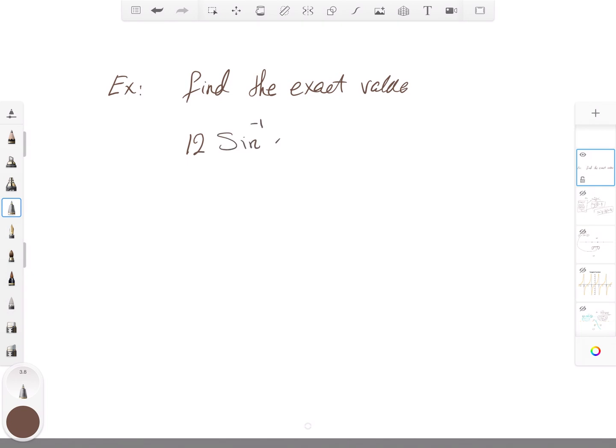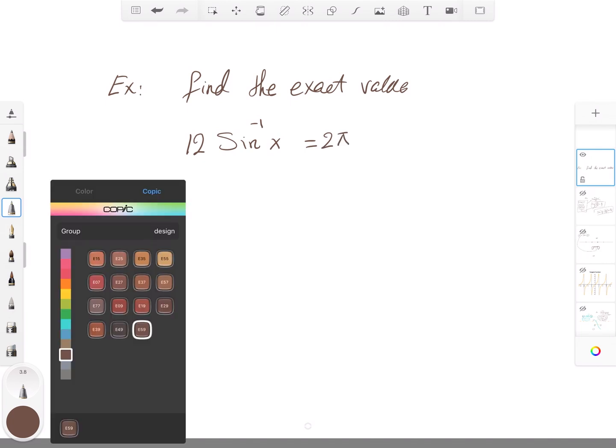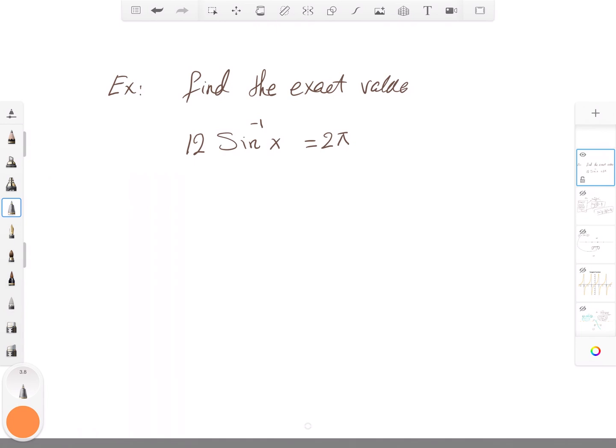12 sine inverse of x equals 2 pi. So we need to solve for this x. In order to have x by itself, first we should have sine inverse of x on one side of the equal sign, and get rid of the 12. So I'm going to divide by 12. We have sine inverse of x equal to pi over 6.